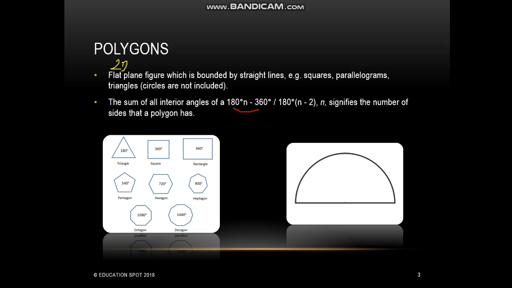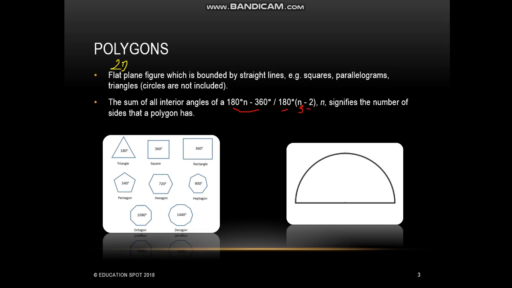So let's make an example of a triangle. We have this 180 which is given, and then the n signifies the number of sides a polygon has. So a triangle has 3 sides. We're going to use 3 minus 2.